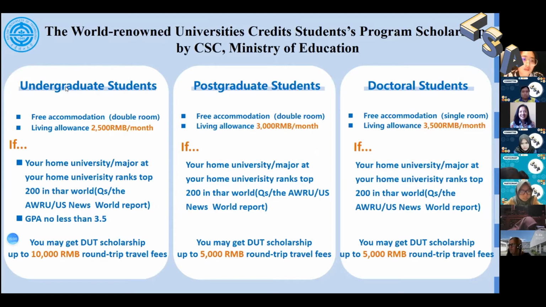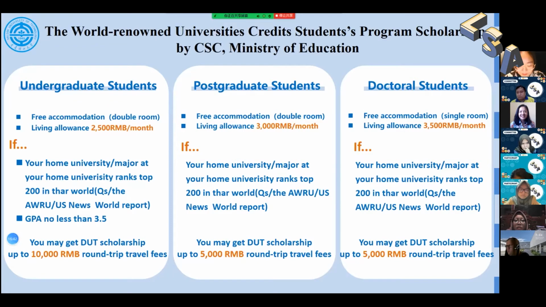The scholarship sponsored by the Ministry of Education includes a living allowance. For example, for undergraduate students, the living allowance will be 2.5 thousand RMB per month, for postgraduate students 3,000 RMB per month, and for doctoral students 3.5 thousand RMB per month. And these conditions are for the DUT scholarships. You may get a DUT scholarship of up to 10,000 RMB round-trip travel fees if you are an undergraduate student, and for postgraduate and doctoral students, 5,000 RMB round-trip travel fees.